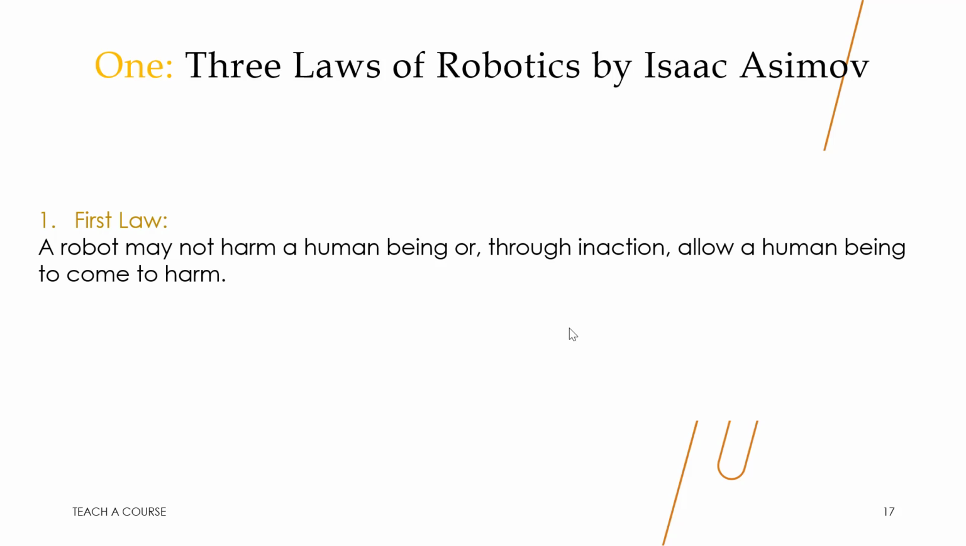Imagine a robot programmed with this law. Its primary objective could be to protect humans from harm at all costs, whether it's preventing accidents, shielding us from danger, or intervening in life-threatening situations. The first law demands that a robot's actions prioritize human safety above all else.